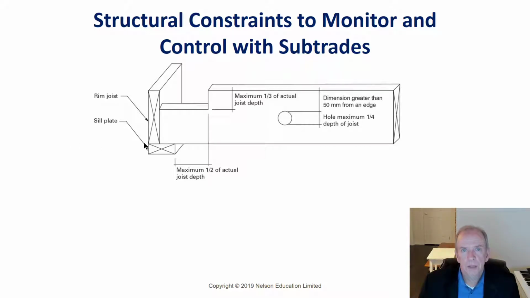Also, you have to comply with the Ontario Building Code or the National Building Code or whatever province you're in. And so there's requirements around what you can notch and what you can drill. There's very little you can notch in a joist. This is the only real exception. Maximum half the actual joist depth from the edge of the joist. Maximum 1/3 of the actual joist depth, but only on the top. You can only notch on the top. You cannot notch on the bottom of a joist anywhere because it compromises the joist.